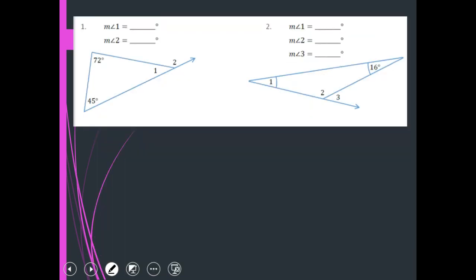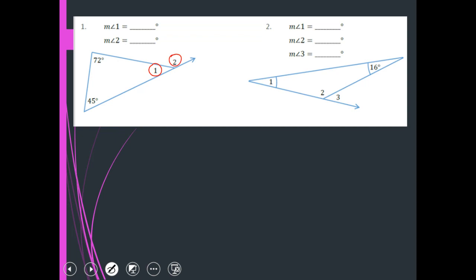All right. So let's look at the bottom questions. We're going to do a couple practice problems together, and then you're going to do the rest on your own. Number 1, we're looking at the measure of angle 1 and 2. So we're looking at this and this.